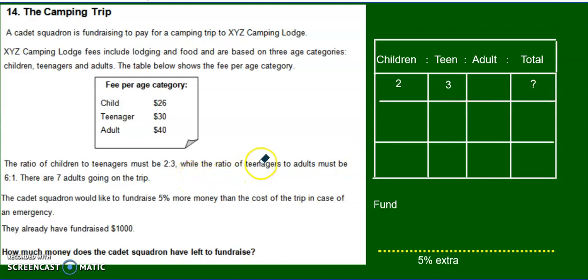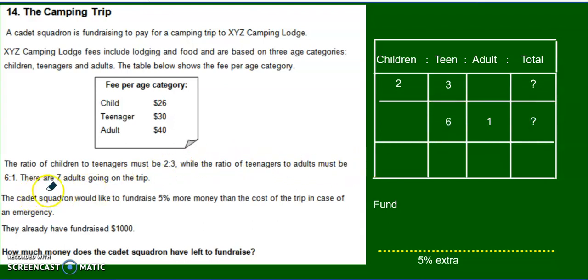The ratio of teenagers to adults must be 6 to 1. So now I have a new row here. I'm going to compare teenagers and adults, 6 to 1. That means for every 6 teenagers, we need 1 adult. So if there are 2 adults, we need 12 teenagers. Okay, we don't know how many children, and we don't know the total here.